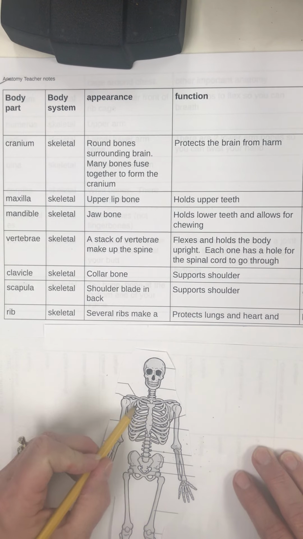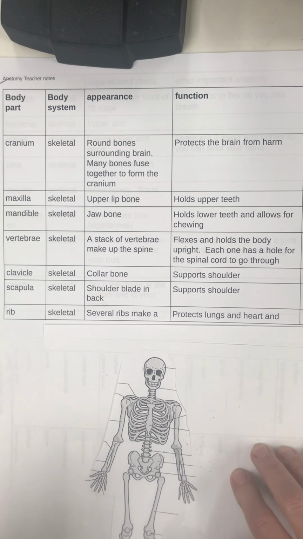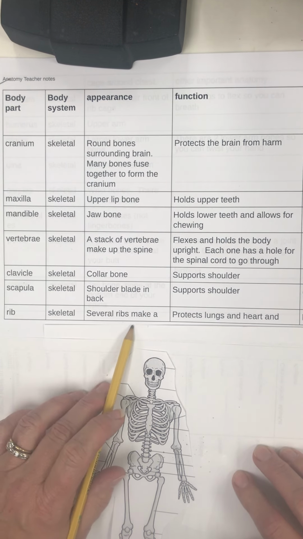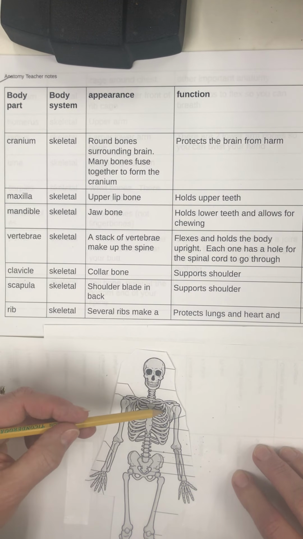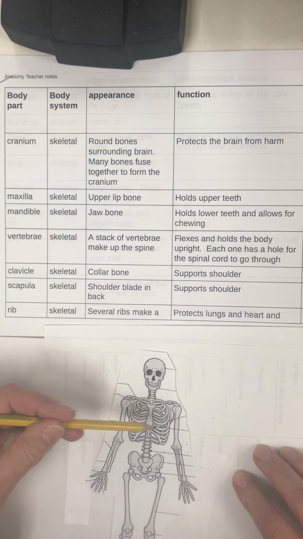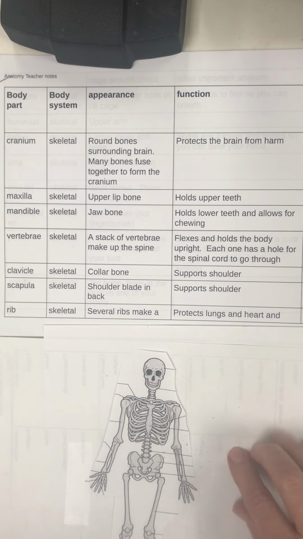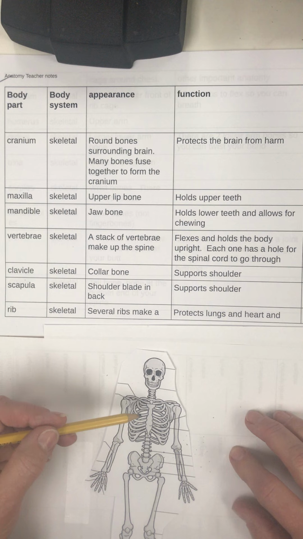You have a bunch of ribs. They're skeletal, of course. Several ribs make a rib cage, which is going to be on the next page. I just haven't got there yet. It protects the lungs and heart. A lot of your vital organs are inside that cage, and it's supposed to help keep them from getting squashed.